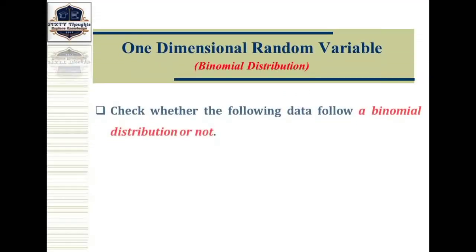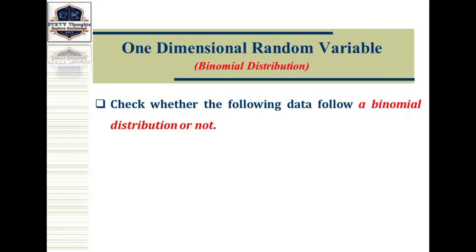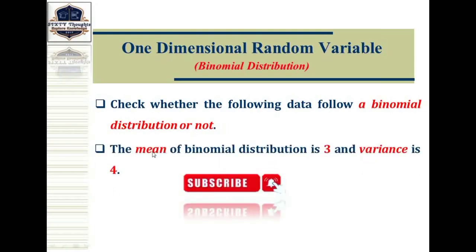In this video lecture, we are going to solve one of the problems based on binomial distribution. Check whether the following data follow a binomial distribution or not. Let us see the statement. The mean of a binomial distribution is 3 and the variance is 4. What is our question? We are going to give the conclusion, which means this statement satisfies a binomial distribution or not. Let us see how to solve the problem.